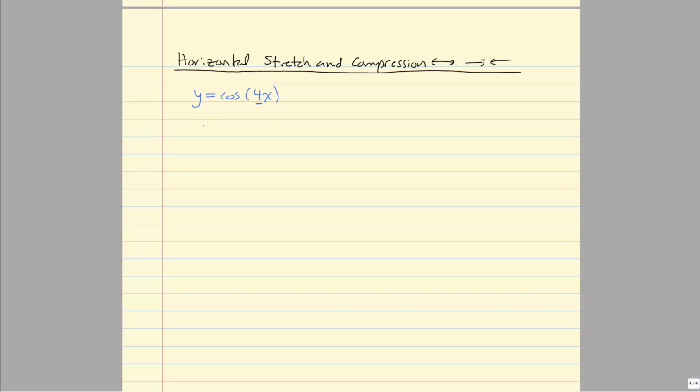So what I do to figure out what's going on here is I take the period and divide it by this coefficient, and we'll call this coefficient b. And I'll show you what this looks like in general. So y equals cosine of bx, y equals sine of bx. So whatever this coefficient is in front of the variable would be my value of b. So for our example, the period for cosine we have memorized to be 2 pi. 2 pi over 4 reduces to pi over 2. So the period of y equals cosine of 4x is pi over 2.